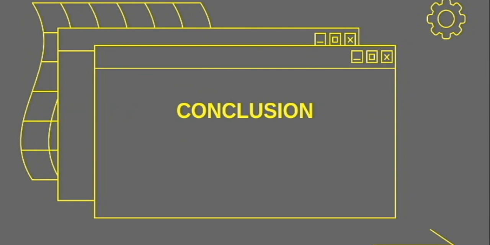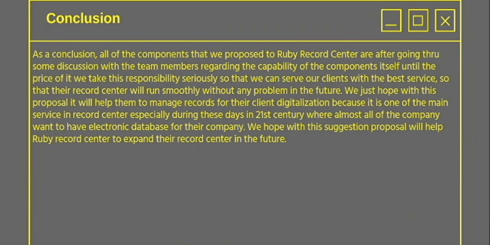So finally is the conclusion. As a conclusion, all of the components that we propose to Ruby Record Center came after some discussion with the team members regarding the capability of the components and their price. We take this responsibility seriously so that we can serve our clients with the best service, so that their record center will run smoothly without any problem in the future.